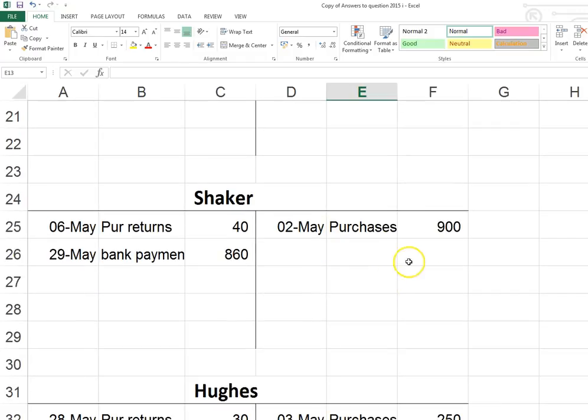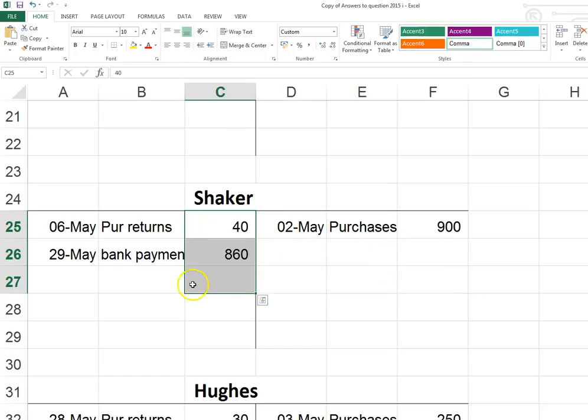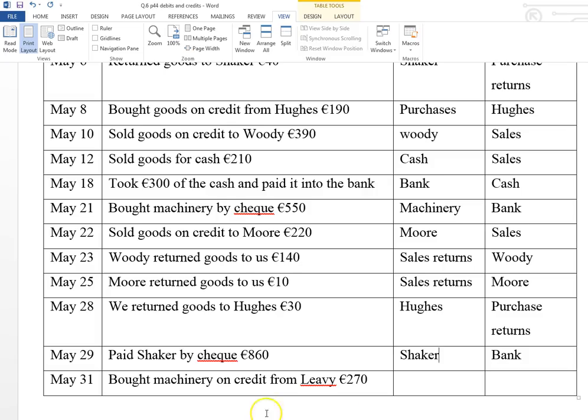Same with Shaker. We originally purchased goods worth 900, so that was a liability account. But now, after paying him, returning goods and paying him money, we can see that both sides equal 900 and 900. And if we balance that account off, the balance will be nil, which is right because we've paid what we owe to that person. So we shouldn't owe any more, so the balance should be nil in the account.